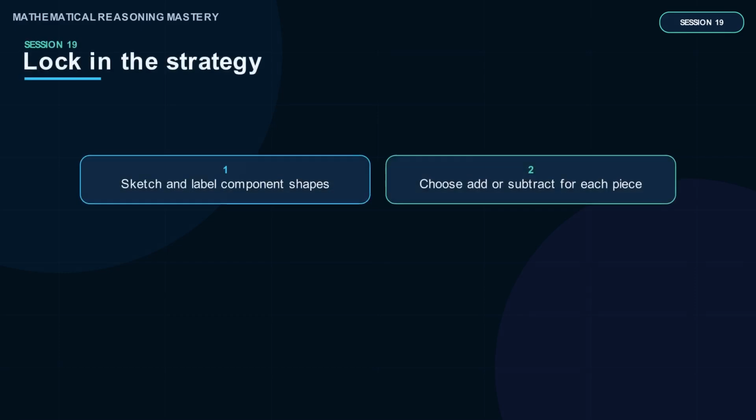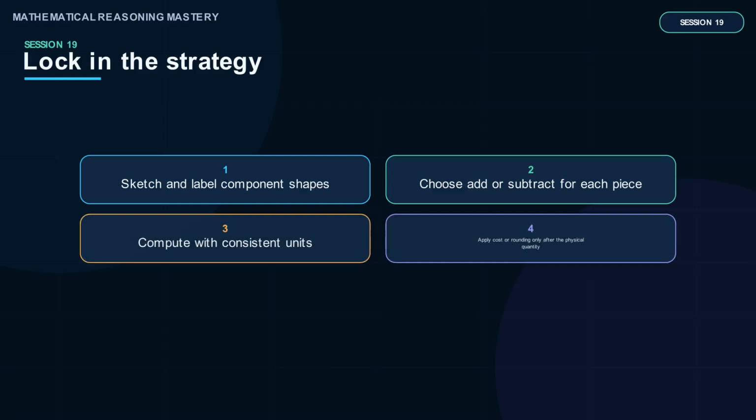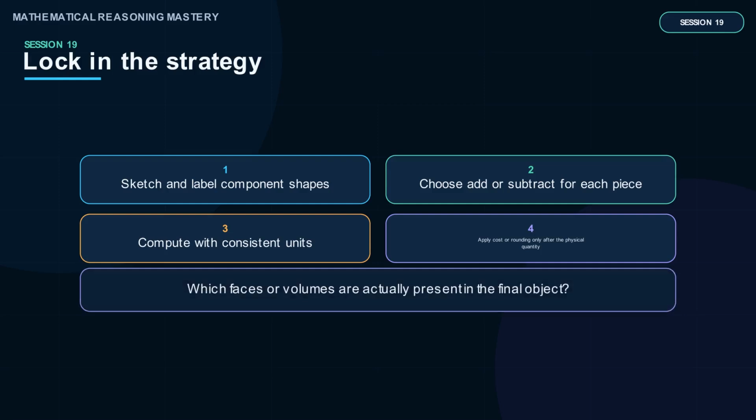The central message is to match dimensions to units. Combine that with the discipline to decompose composite solids. Finish by remembering to count only exposed surfaces. A result becomes dependable only when the method and verification are both clear. Reflection. Which faces or volumes are actually present in the final object? Name the exact point where an incorrect path would first become visible.